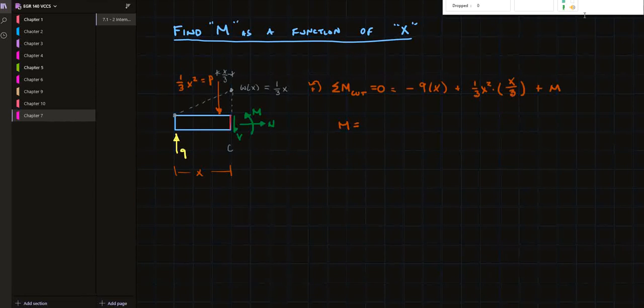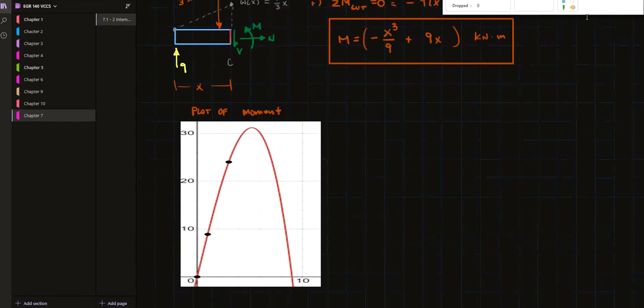So moment equals minus x cubed over 9 plus 9x kilonewton meters. And that is our equation for our moment. And here's a plot of that function.